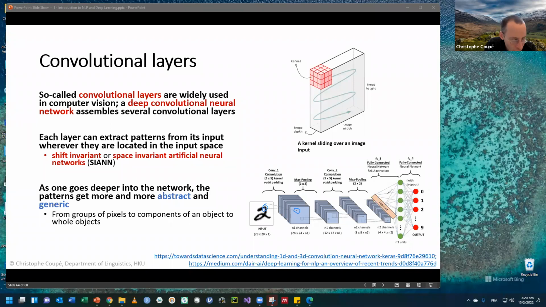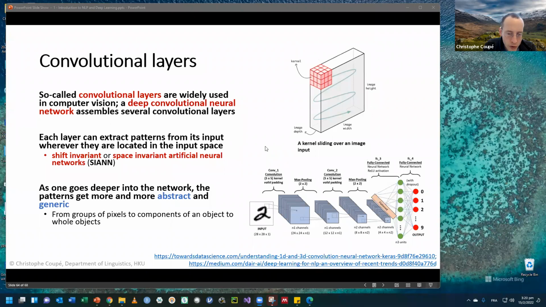Until in the last layers, you can detect whole numbers or car plates or faces or something else. And then you can add a final layer, like a fully connected one. And then you can add an output layer and try to perform a given task. So you move from groups of pixels to components of an object to whole objects. That's what you can do with convolutional layers when it comes to computer vision.